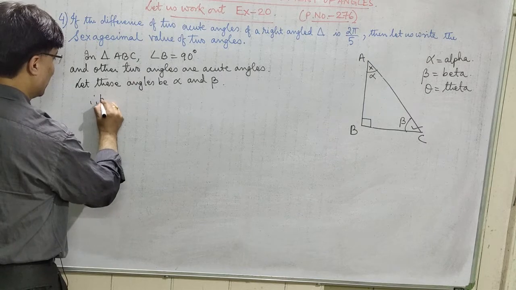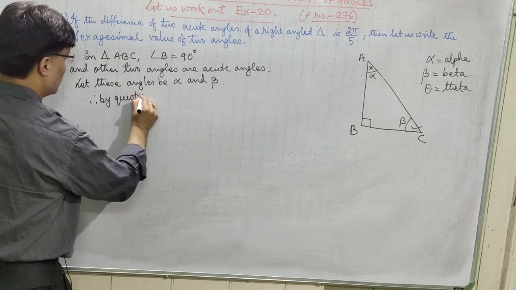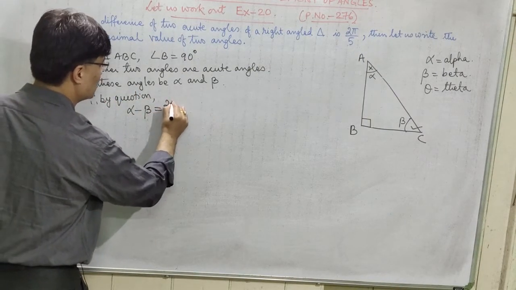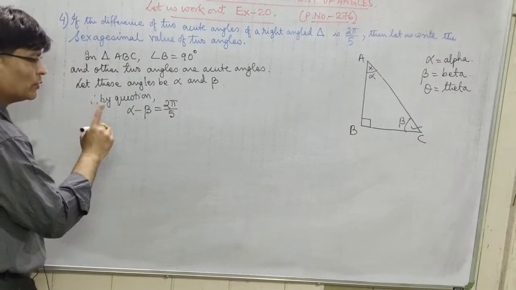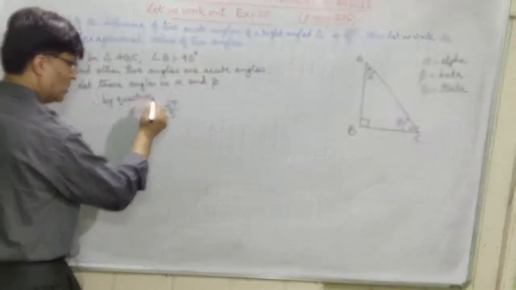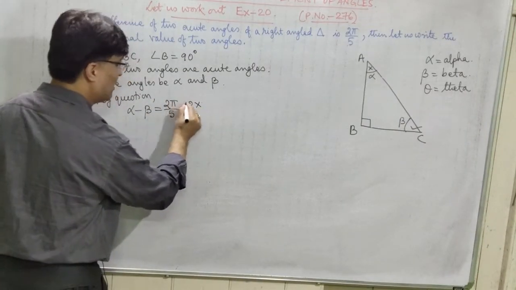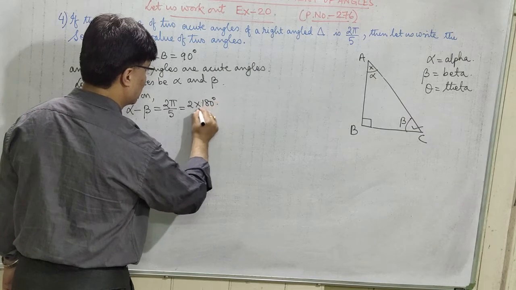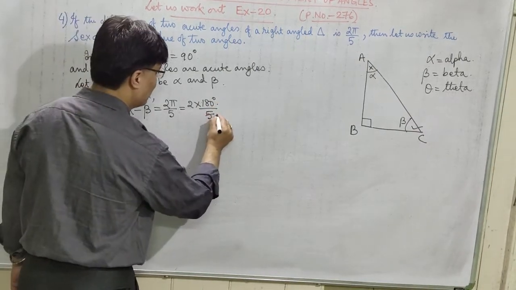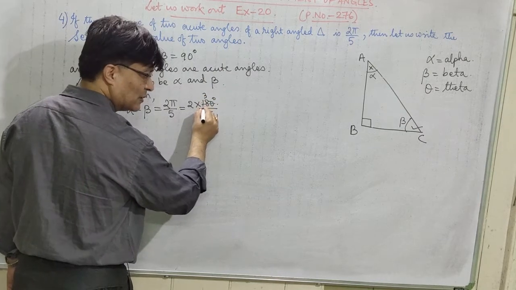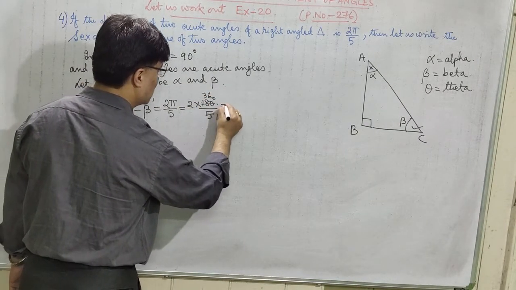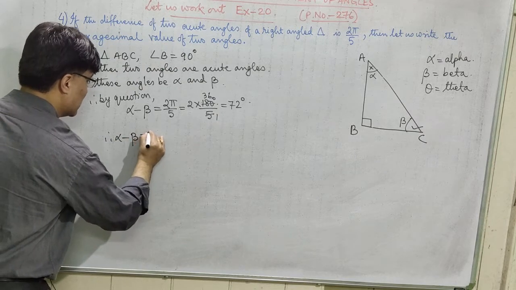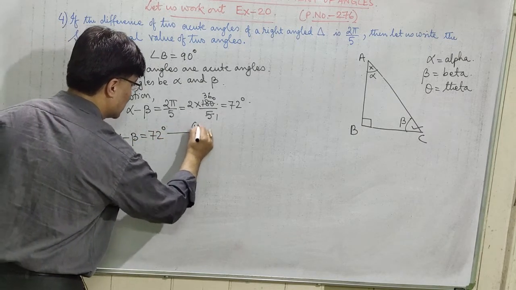Therefore, by the question, what do you mean by difference? Difference means subtraction. That is, alpha minus beta is equal to 2 pi by 5. So you can easily convert into degrees. Pi is 180 degrees. So it is 180 degrees divided by 5. You can cancel here. 5 ones are 5, 5 threes are 15, 18 minus 15 is 3, 30, 5 sixes are 30. So this is 72 degrees. That is, alpha minus beta is equal to 72 degrees. Let us mark it as number 1.